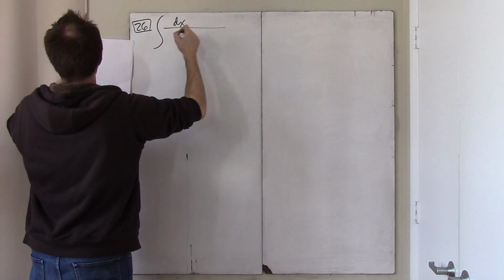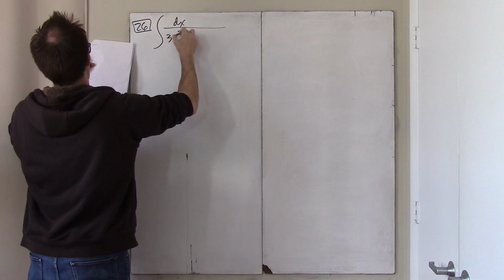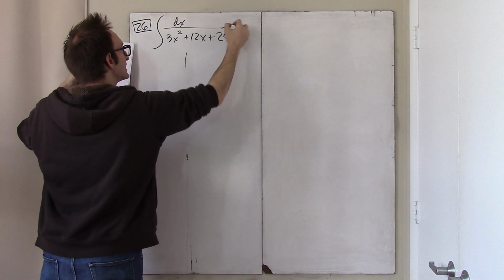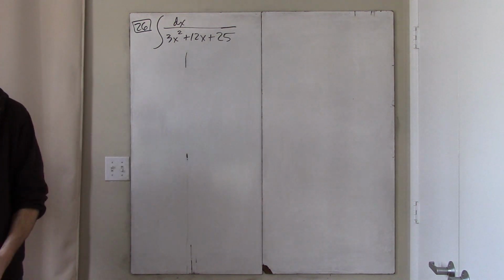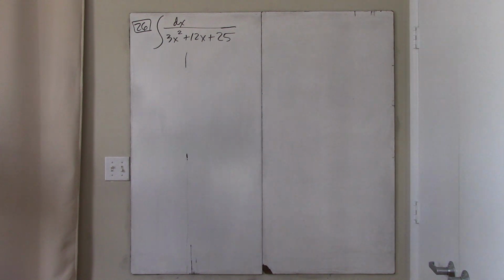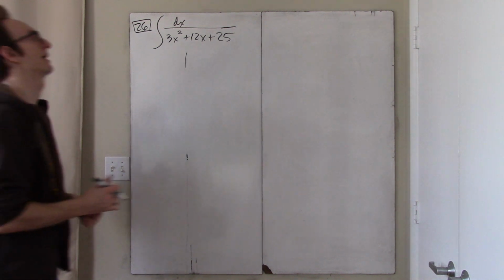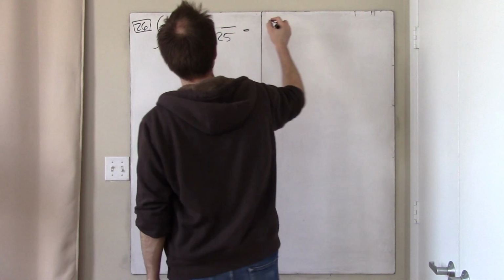Dx over 3x squared plus 12x plus 25. Okay, experienced people will just look at this and see immediately that this is going to be some kind of arctan. We hope maybe that it will become arctan. Will it become arctan? Well, let me complete the square and see what happens.